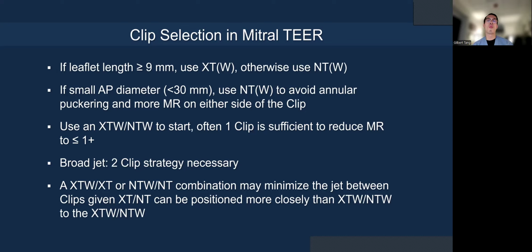So in terms of clip sizes, I won't belabor the technicality here, but if you have long enough leaflets, you should use the longer and usually the wider clip. However, if your annulus AP dimension is small, be careful of puckering of the annulus, and as a result, having MR on either side of the clip. We typically use 1 clip to start, and that should be sufficient to reduce the MR to 1+ or better. You, however, want to consider 2 clips if the jet will be broad. And finally, we typically like doing now the wide clip followed by a narrow clip to allow the clips to be close to each other and reduce the leak in between.